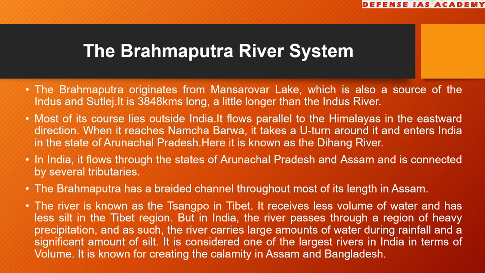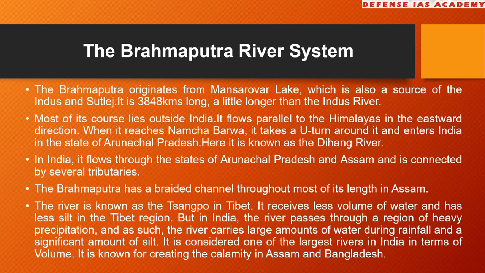It flows parallel to the Himalayas in the eastward direction. When it reaches Namcha Barwa, it takes a U-turn around it and enters India in the state of Arunachal Pradesh. Here it is known as the Dihang river. In India, it flows through Arunachal Pradesh and Assam and is joined by several tributaries. The Brahmaputra has a braided channel throughout most of its length in Assam. The river is also known as Tsangpo in Tibet.